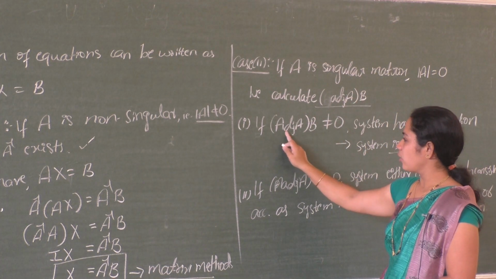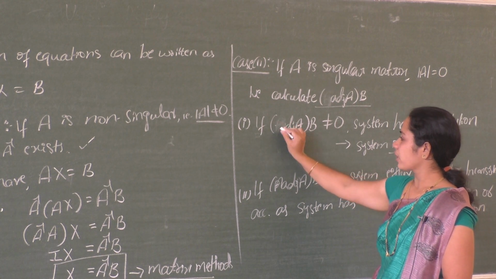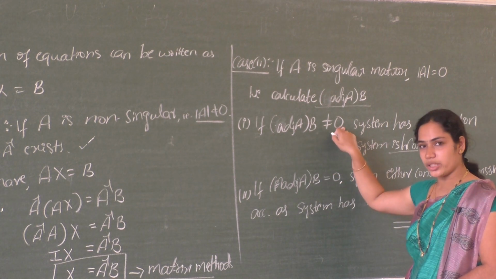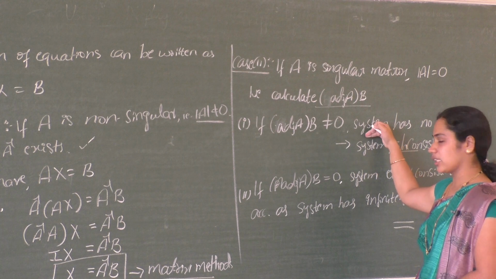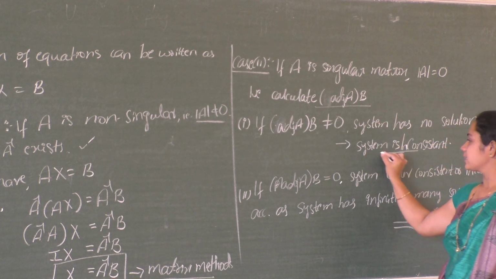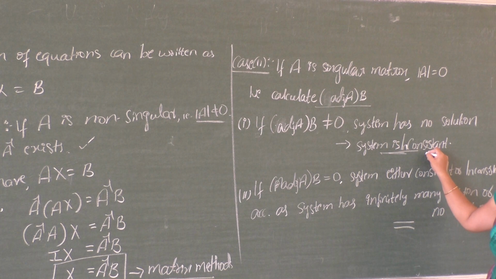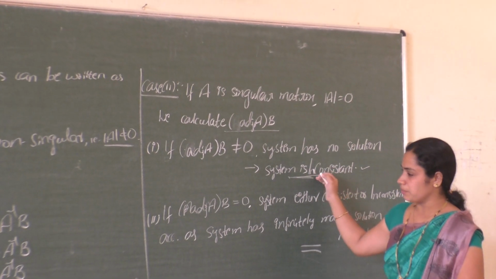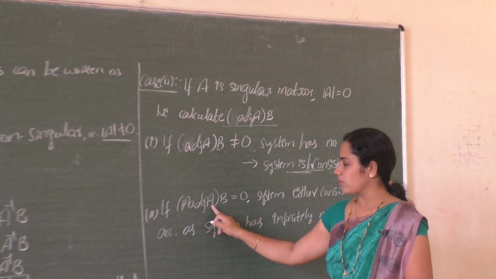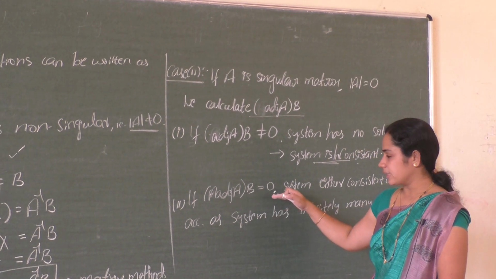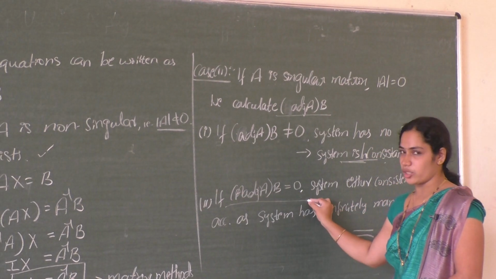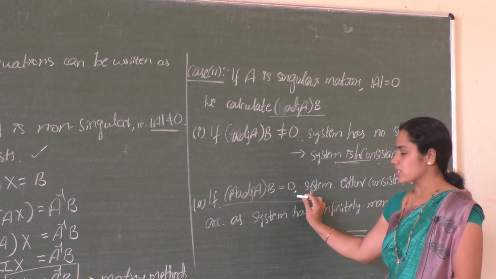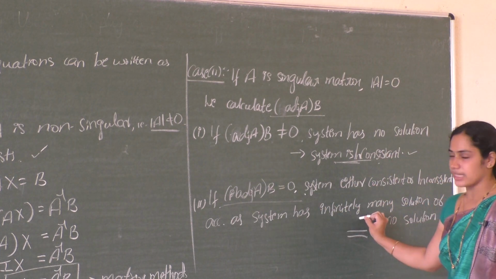Adjoint of A into B, we can use either small letter or capital letter. If adjoint of A into B is not 0, then the system has no solution, that means the system is said to be inconsistent. Here only first condition problems are there in our syllabus. Second one, adjoint of A into B equal to 0, this type of problems are not there. Suppose the condition comes in our problem, just write this conclusion.